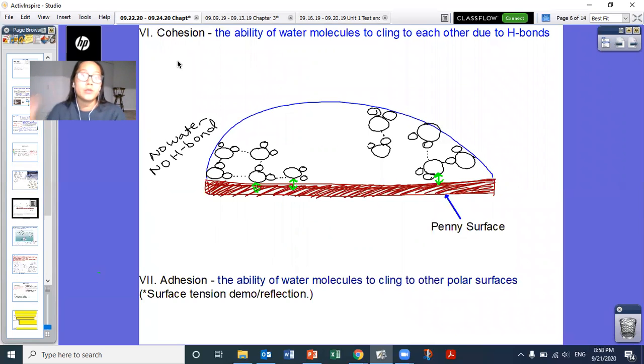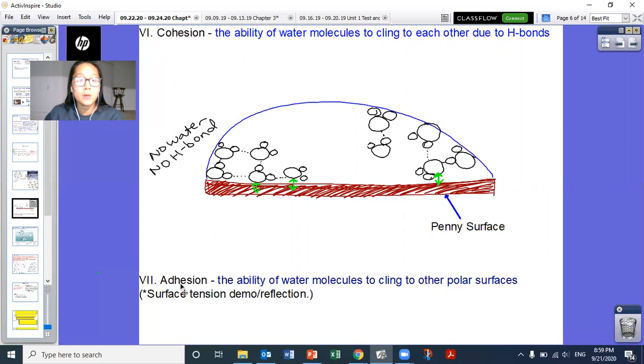Cohesion is a term that we use that means the ability of water molecules to cling to each other. So because water molecules are polar covalent molecules, they have a positive and negative charge on each molecule, which means that they're not only attracted to salt, they are also attracted to each other because the H's have positives and the O's have negatives. So the O's of one molecule will be attracted to the H of another molecule. And then the H of one molecule will be attracted to the O of a different molecule. So they're all attracted to each other, and that is called cohesion.